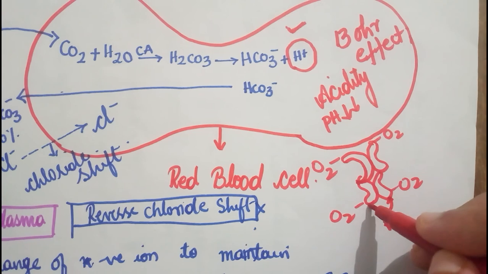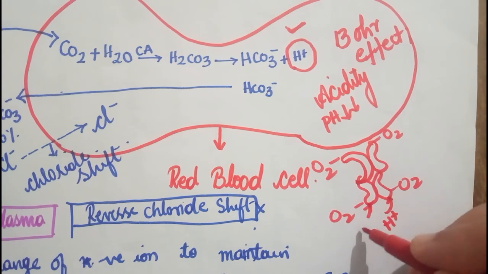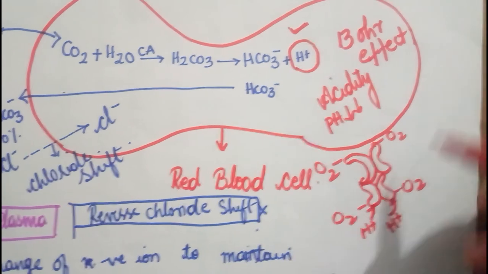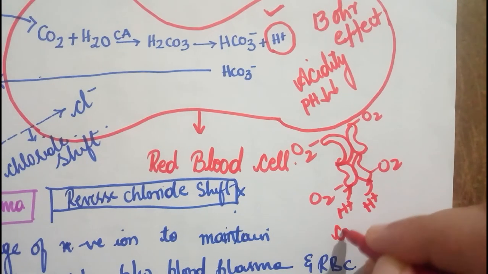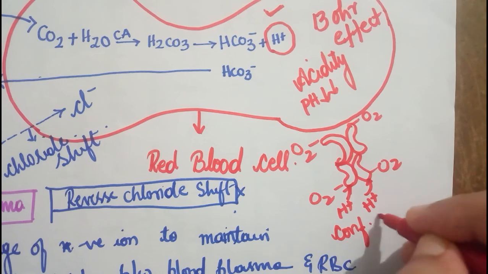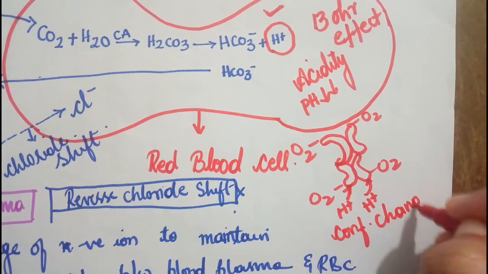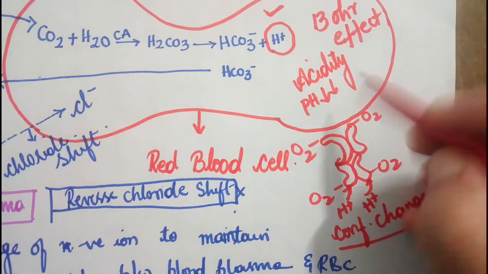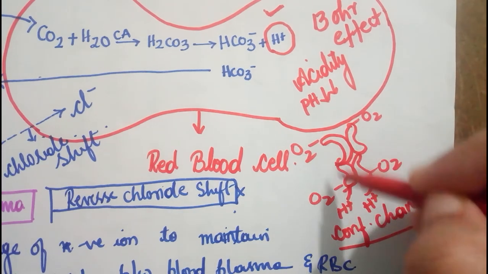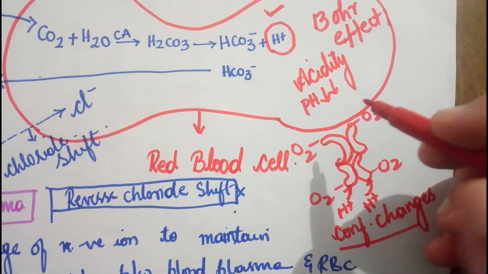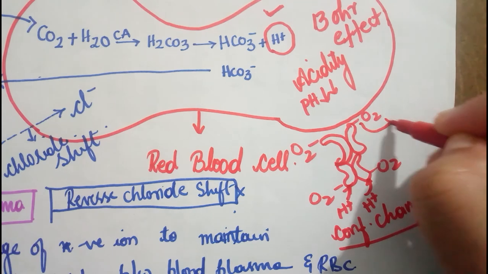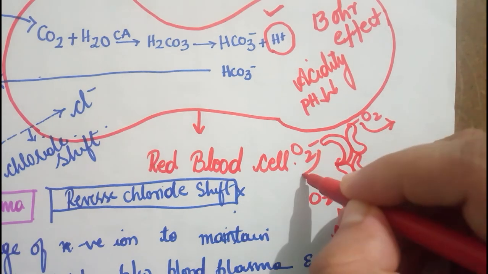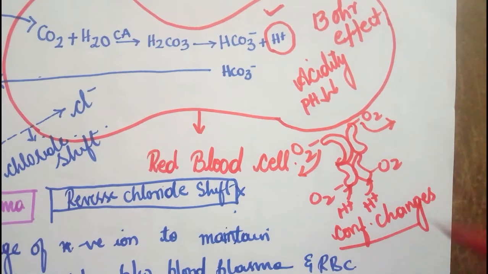So as the H plus ions come and bind to the hemoglobin chain, there will be some conformational changes in this hemoglobin chain. Because of the conformational changes, once these protons come and bind to the hemoglobin molecule, the hemoglobin molecule is going to unload its oxygen, or rather give away its oxygen.